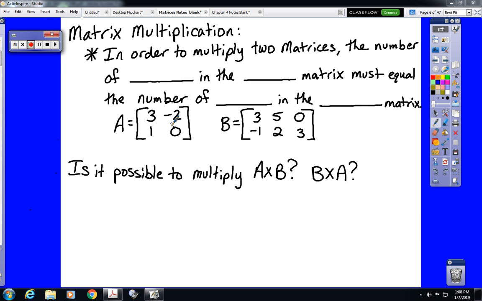Okay, the second half of the second lesson is over matrix multiplication. This is the second skill on the basic operations with matrices homework, and that is multiplying two matrices together. Now, in order for us to multiply two matrices together, the number of columns in the first matrix must equal the number of rows in the second matrix.